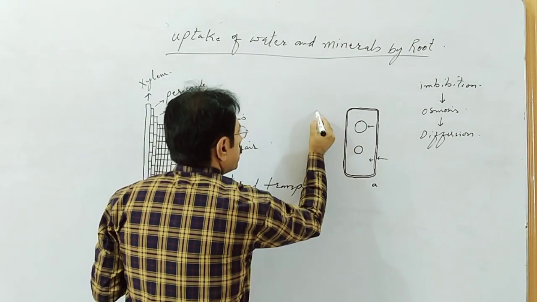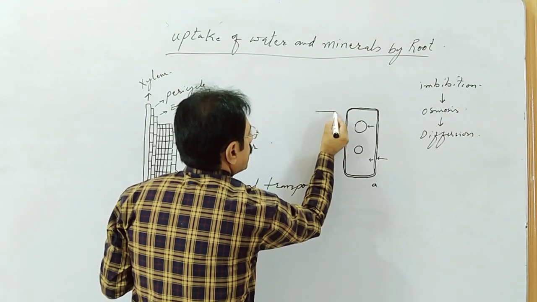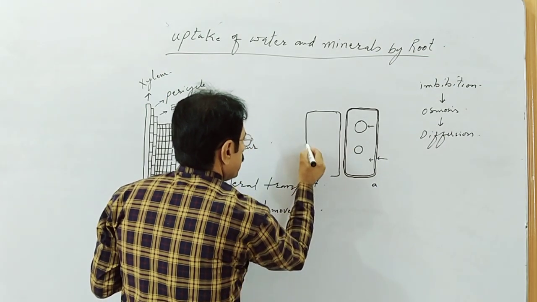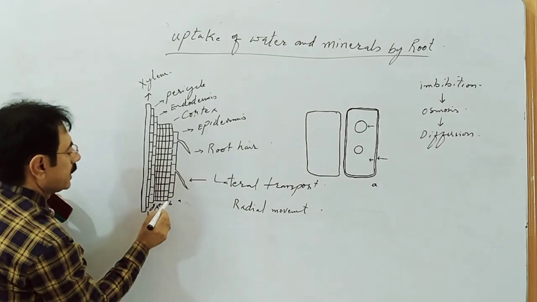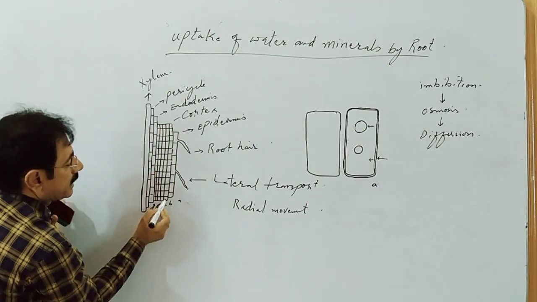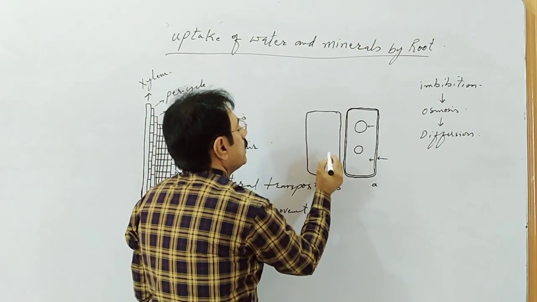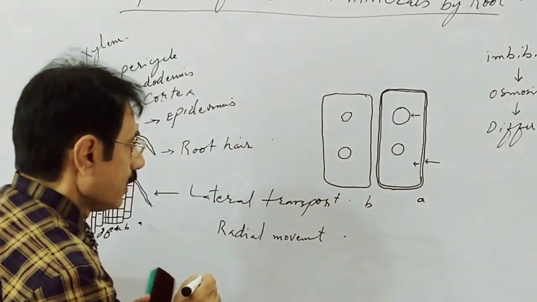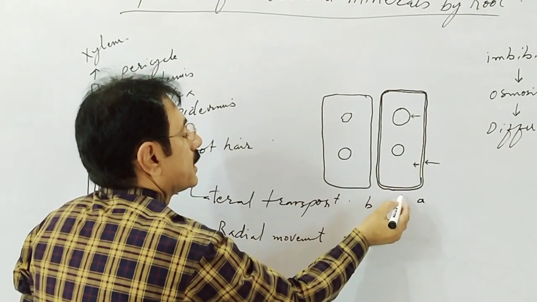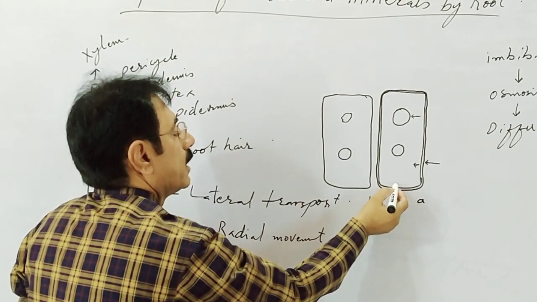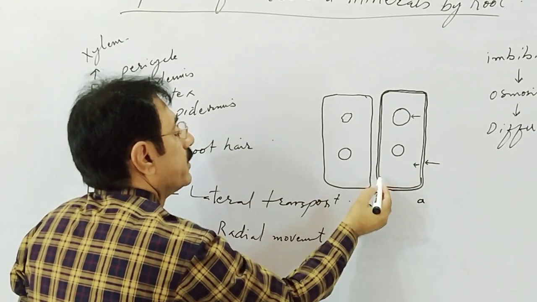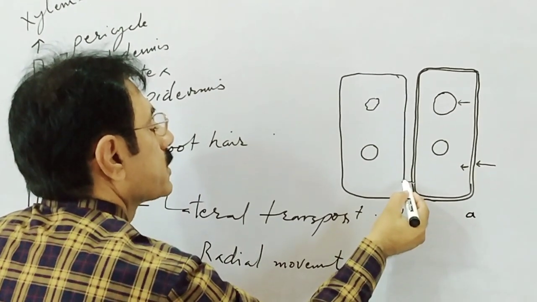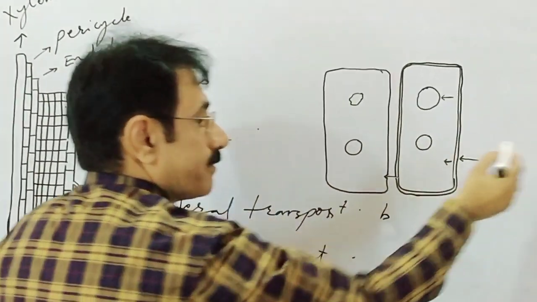And inner to cell A, that means the epidermal cell, there is another cell, the first cell of the cortex, that is cell B. Suppose this is cell B, the neighboring cell of cell A. When the hydrostatic pressure is developed here in cell A, as a result the water contents flow from cell A to cell B, involving all these processes.